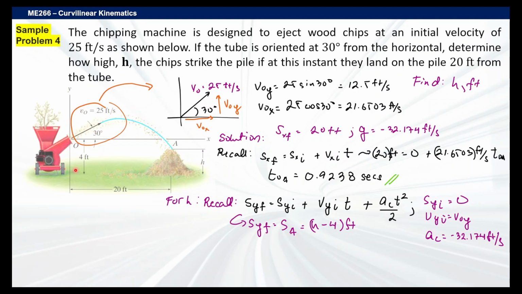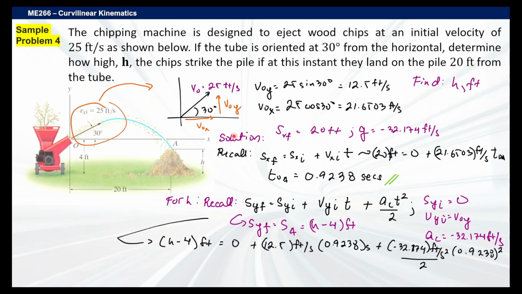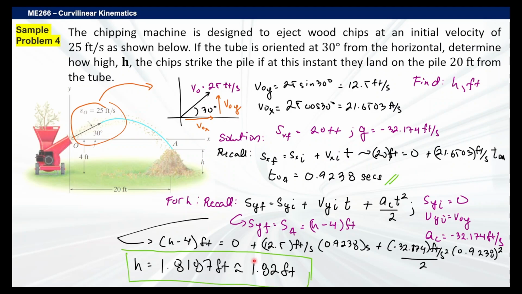Okay, and then our a_y here is simply negative 32.174 feet per second squared, since we are in English units. All we have to do is just substitute our values here. And let's not forget, v_yi here is simply 25 sine 30 degrees. So we get 12.5 feet per second. There we go. Then all we have to do is isolate this for h, transpose to the other side, and then solve it. Then the answer here will be 1.8187 feet or 1.82 feet.